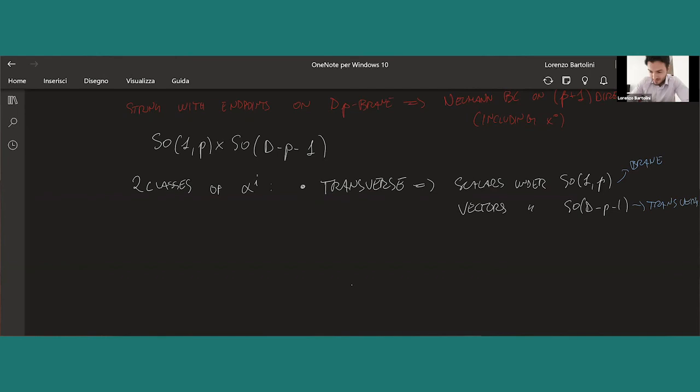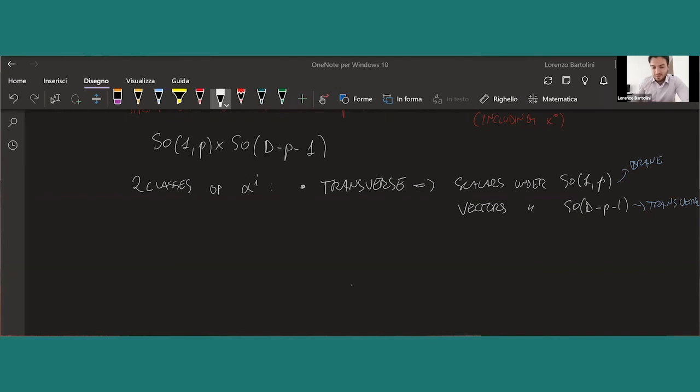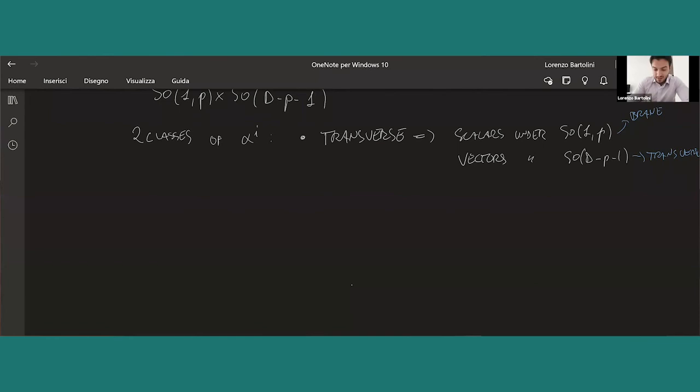And so these are excitations that describe the embedding in target space. These are a group of d minus p minus 1 world volume scalars, which we will call phi I. You change this phi I and the brane has a different embedding. You excite this phi I with some vibrations and the brane vibrates.